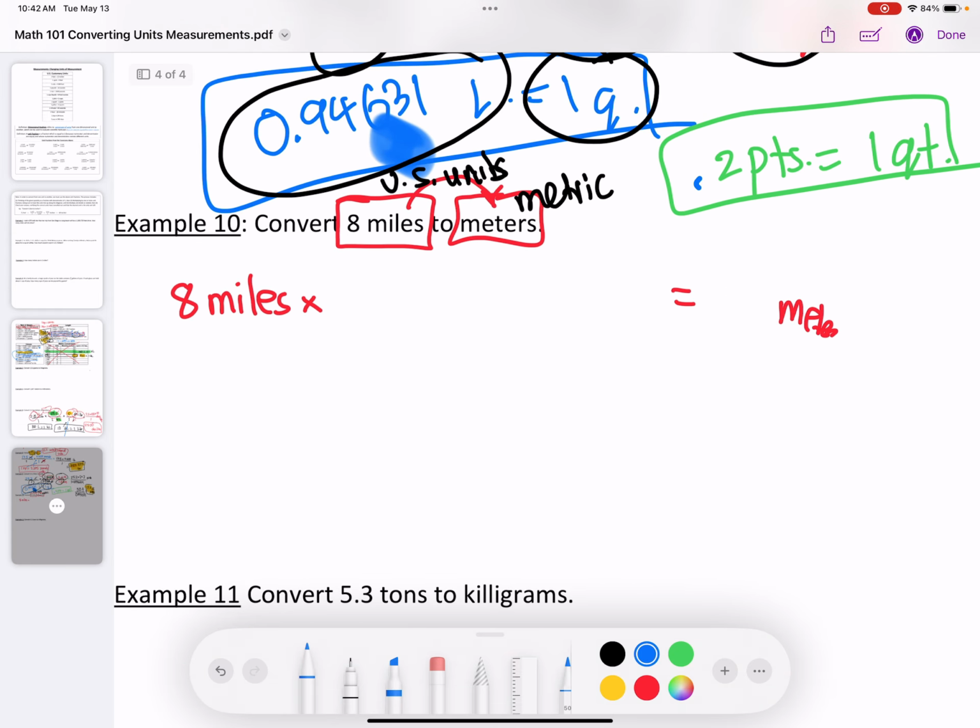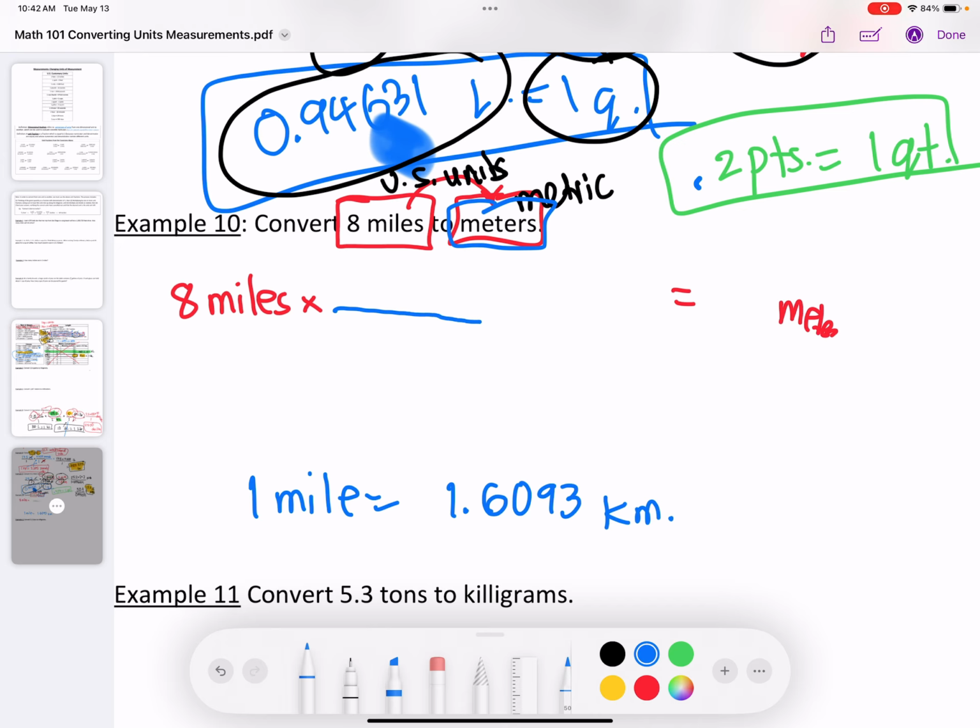1 mile is 1.6093 kilometers. And I know that's not where I want to end. I want to end in meters, but once I'm at kilometers, now I've converted from the US unit to the metric unit. That might be easier.